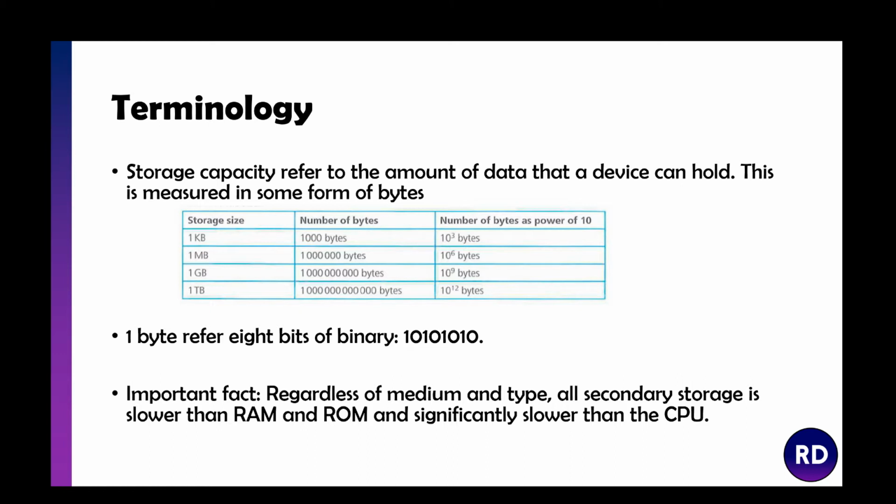An important fact is, regardless of medium and type, all secondary storage is slower than RAM and ROM and significantly slower than a CPU. So you've got a bit, which is 1 binary number, you've got a nibble, which is 4 bits, you've got a byte, which is 8 bits, and then you've got a kilobyte, which is 1,000 bytes, a megabyte, which is 1,000,000 bytes, a gigabyte, 1,000,000,000 bytes, and so on.